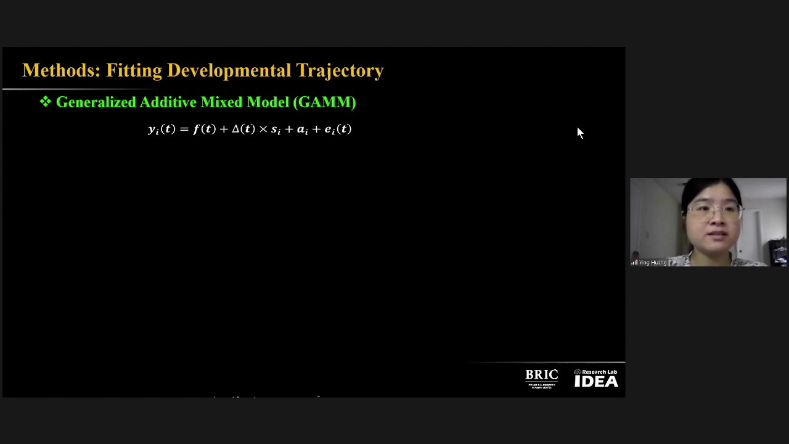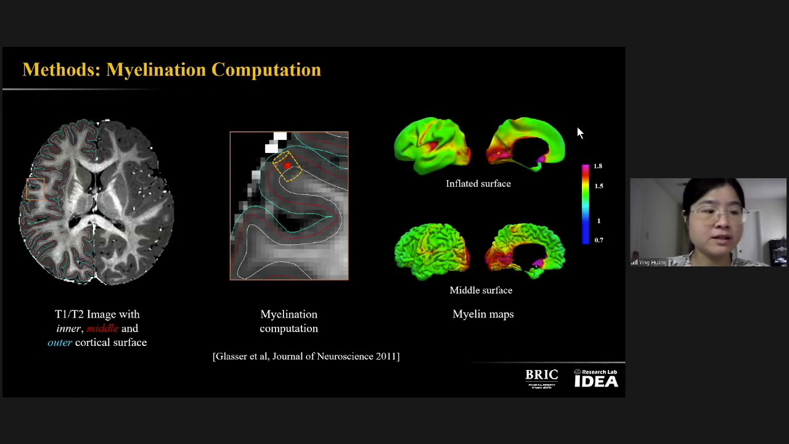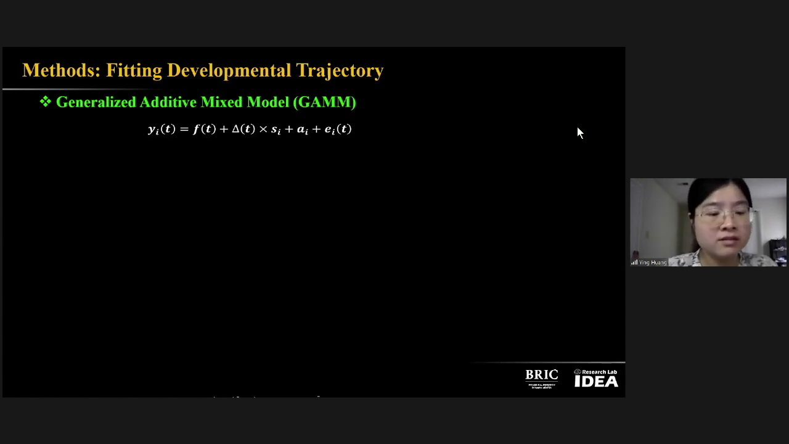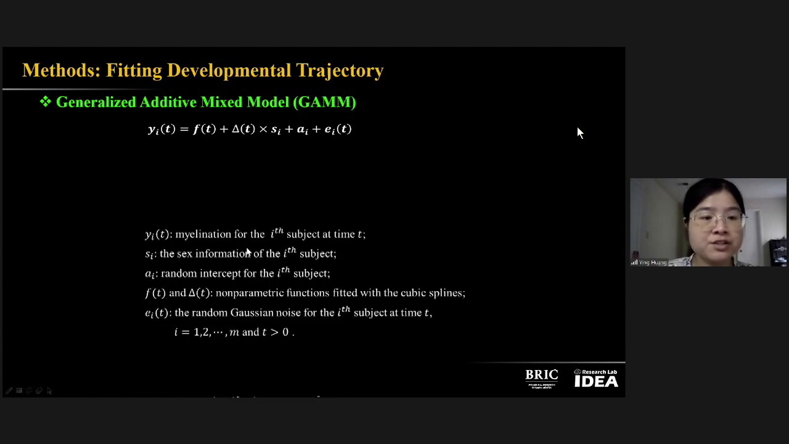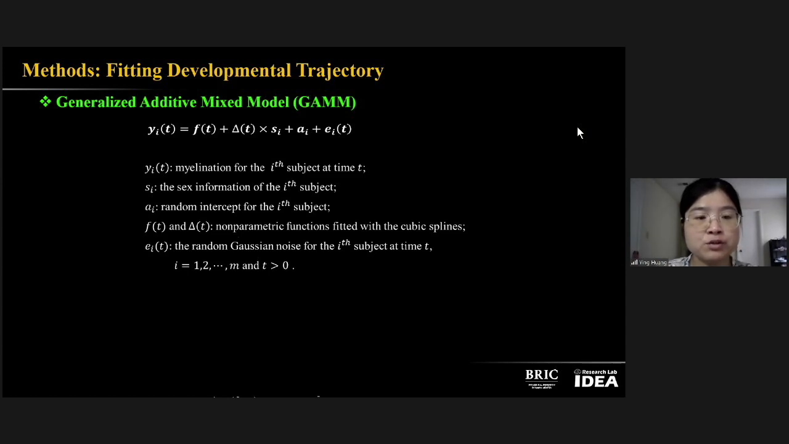Now, on the middle surface, after obtaining myelination of all scans, the generalized additive mixed model was adopted to fit the developmental trajectory of myelination in the whole brain. As the equation shows, GAMM uses additive non-parametric functions to model covariate effects while accounting for over-dispersion and correlation by adding random effects to the additive predictor.